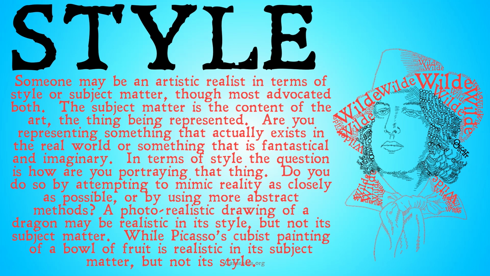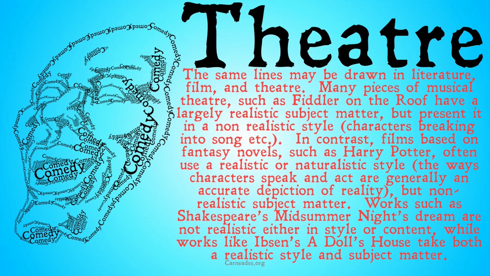A photorealistic drawing of a dragon may be realistic in its style, because it's very realistically drawn, but not in its subject matter, because dragons don't exist. While Picasso's cubist painting of a bowl of fruit is realistic in its subject matter, he's replicating something that is actually out there in the real world, but not its style. It isn't attempting to create something that makes you think this is as identical to what is out there in the world as possible. The same lines may be drawn in literature, film, and theater.